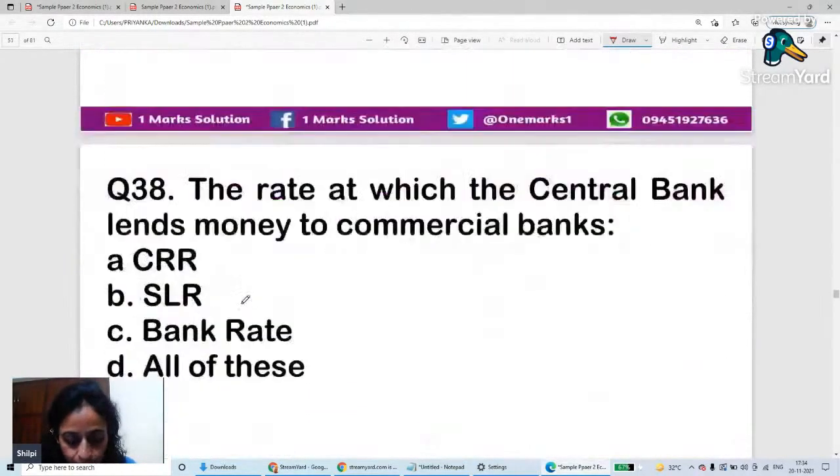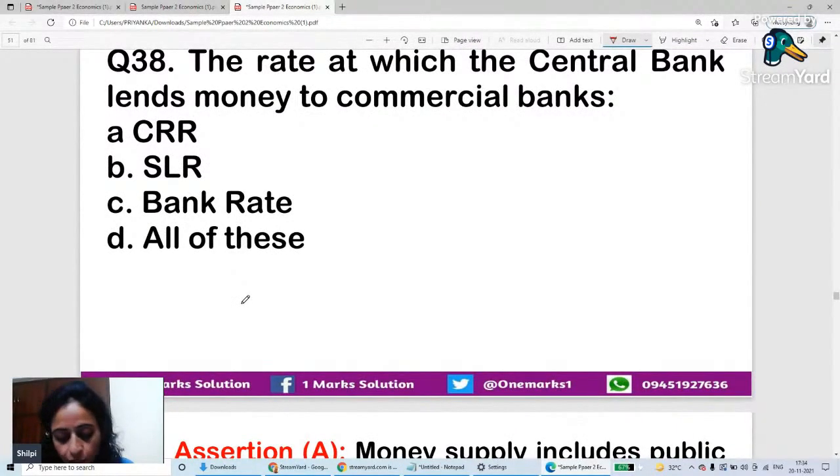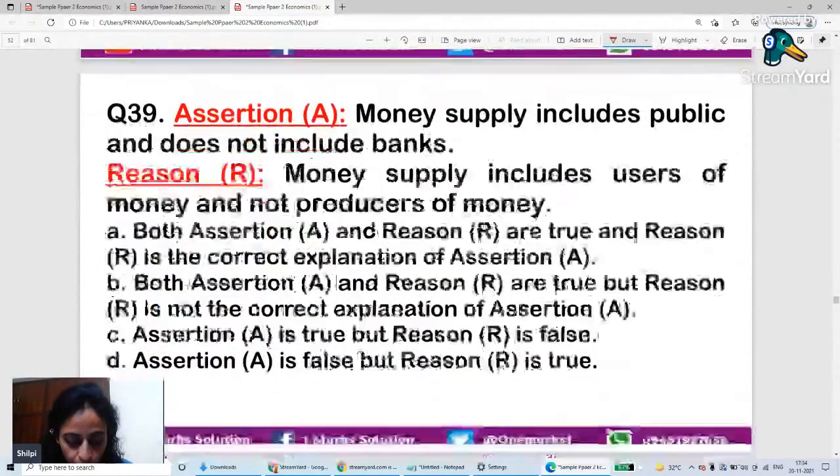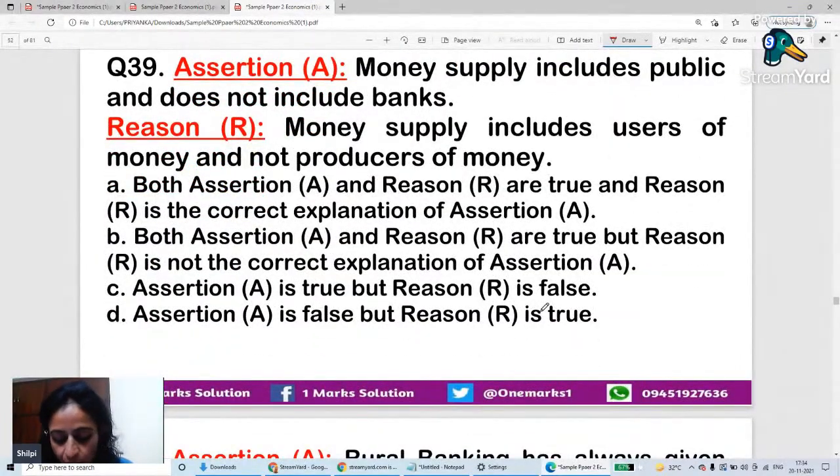Question number 38. The rate at which the central bank lends money to commercial banks, that is called bank rate. Bank rate is the rate at which central bank is lending money to commercial banks. Question number 39, assertion and reason type question. Assertion says money supply includes public and does not include banks. What is money supply? The currency in circulation and also the demand deposits with banks. So money supply includes public and does not include banks. Assertion is true.